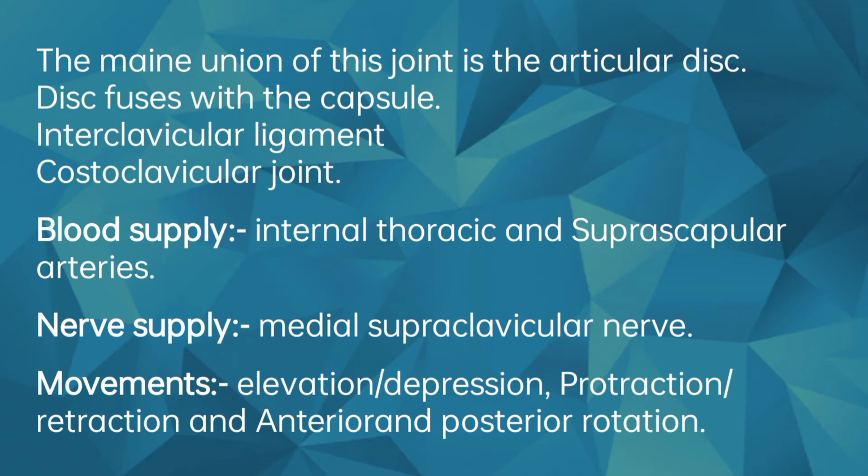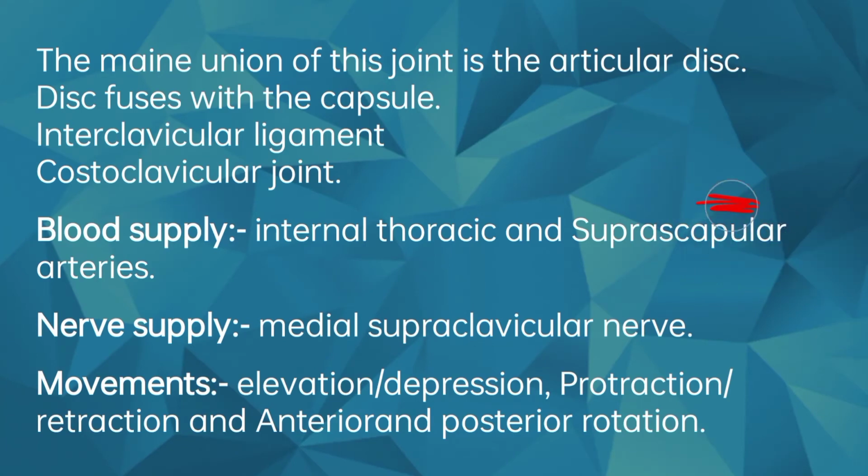Next we have the costoclavicular ligament. Costo means rib, and clavicle. It is attached above to a rough area on the inferior aspect of the medial end of the clavicle. This is the clavicle, the inferior surface of the medial end, and here we have the manubrium. Inferiorly, it is attached to the first rib and first costal cartilage. So the ligament gets attached like this. This is the clavicle, this is the first rib, and this is the costoclavicular ligament.